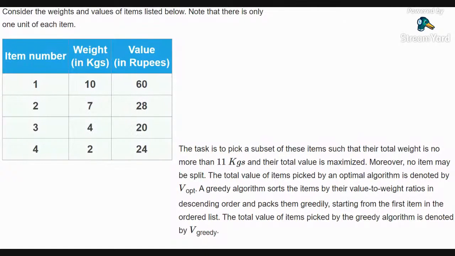So that's what it is asking. What is the difference between V optimal minus V greedy? So 60 minus 44. What is the result? 60 minus 44 is 16. So the correct option here is 16.